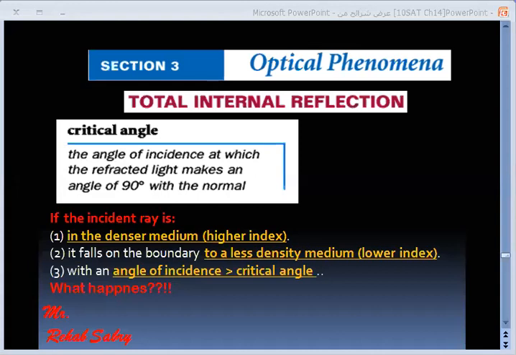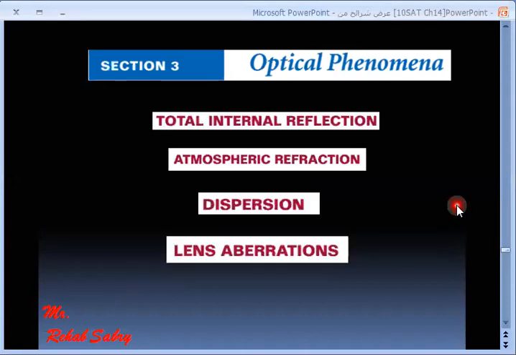Now, inshallah, Rabbil Alameen, we will talk about section 3, the optical phenomena. In this section, we will study 4 main phenomena. We will study the total internal reflection, atmospheric refraction, dispersion, and lens aberration.